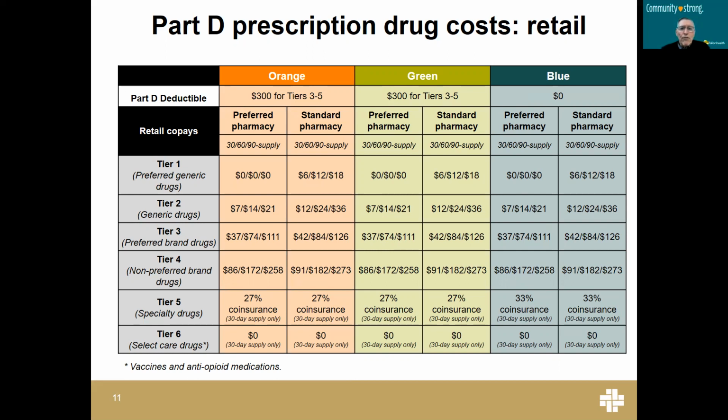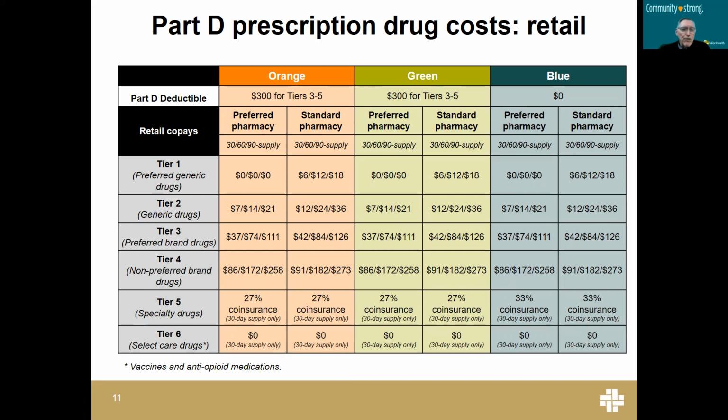Now, our preferred pharmacy network includes places like CVS, Walmart, Stop and Shop, the Big Y, and some independent pharmacies around the state. A standard pharmacy is a place like Walgreens, which is formerly the Rite Aid pharmacy. So you do pay a slightly higher copayment for those particular services, and you can receive a 90-day supply at either of those pharmacies.